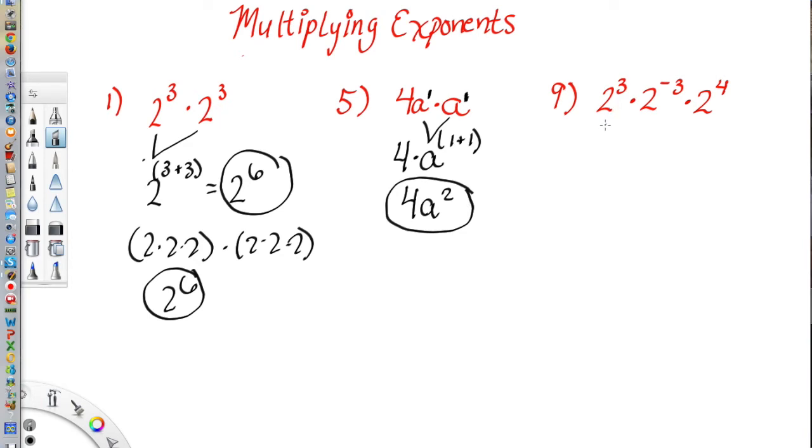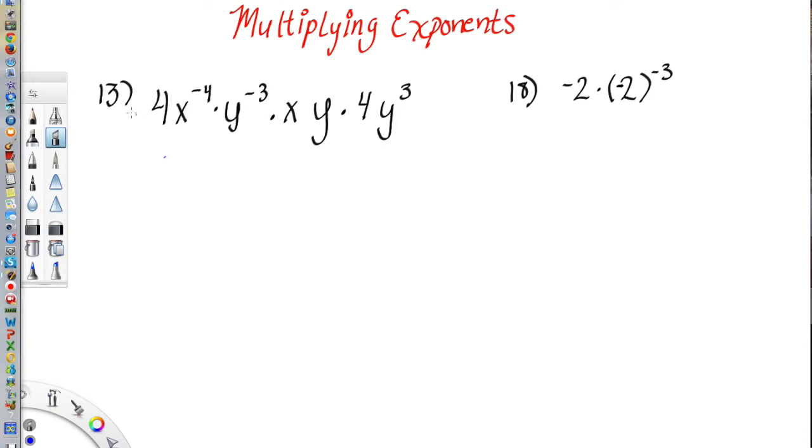Let's look at this one. I'm back to using numbers, and my base is 2, so my base stays the same. I add my exponents up. I have 3 there, plus a negative 3, plus a 4. When I add this up, a 3 and a negative 3 is 0, plus 4 is 2 to the 4th power.